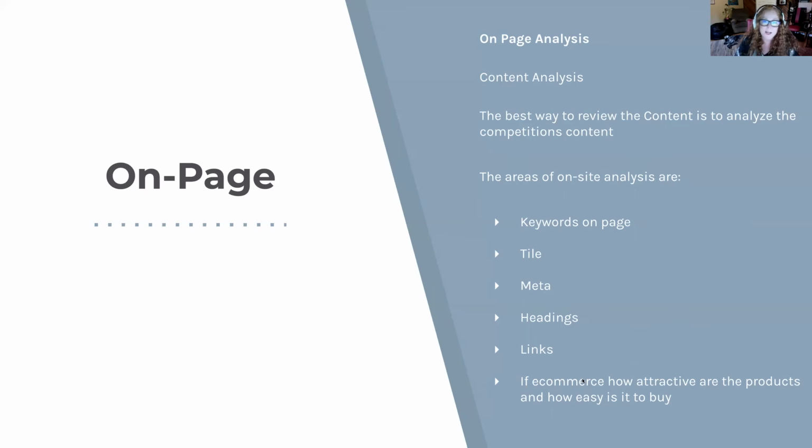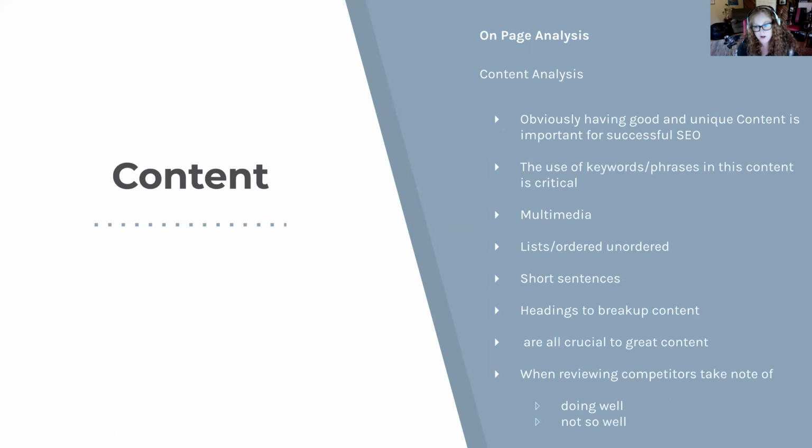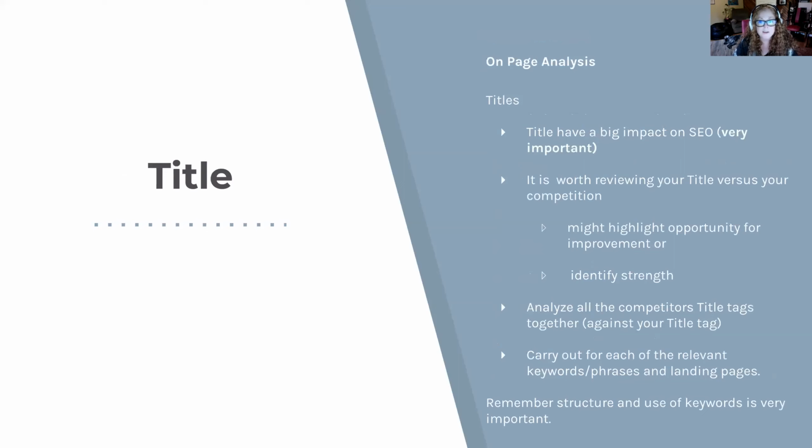How attractive is the page? Do they have multimedia, images, video, lists, things like that? So we need to analyze the content. We know short sentences work best. We know headings break up content because people skim. We know great content is what matters. So all these things we want to look at when we're looking at competition, because if they're beating us, where can we improve and where do we want to focus first?